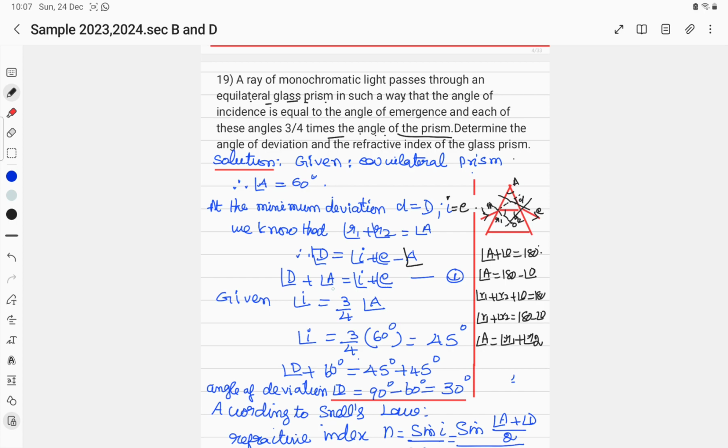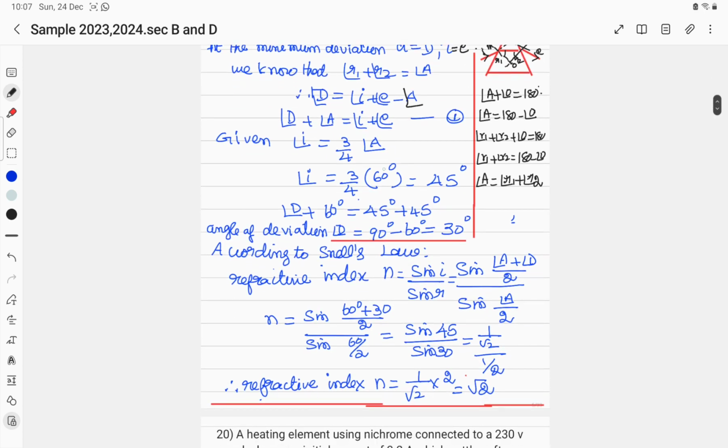Therefore, angle D plus angle A is equal to angle I plus angle E. But given angle I is equal to 3 by 4 times angle A. So, angle A is equal to 60 degrees. Therefore, we get angle I is equal to 45 degrees, as well as angle E is also 45 degrees. Therefore, angle D is equal to 30 degrees. We get the angle of deviation D is equal to 30 degrees.